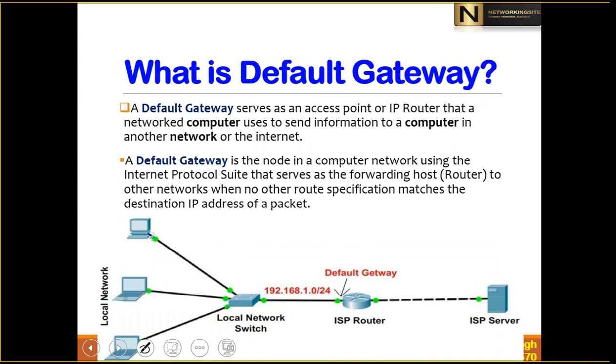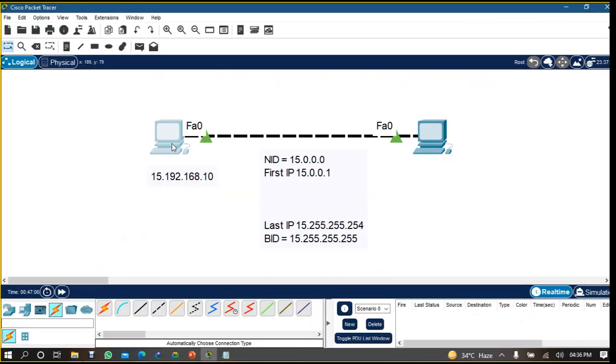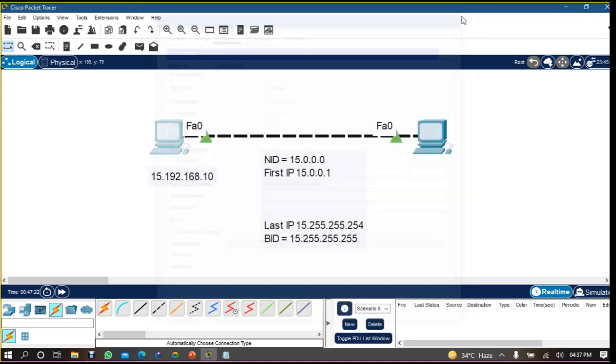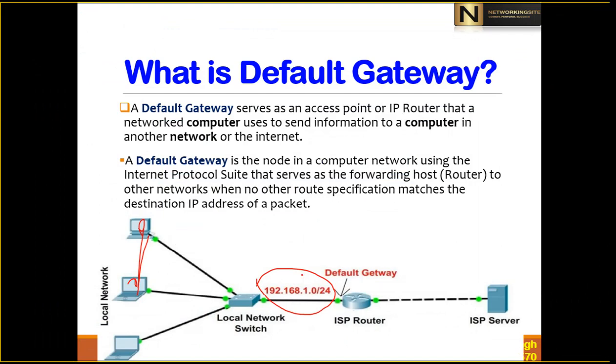Okay, now what is default gateway? If you are here and I'm here and we both want to communicate, do we need to have a default gateway IP address in our system? When we assign an IP address, we have this option in the IP configuration, the default gateway, right? Whenever you want to communicate within a LAN, do you need a default gateway IP address? No. Whenever you want to communicate to another computer in another network, then you need a default gateway.